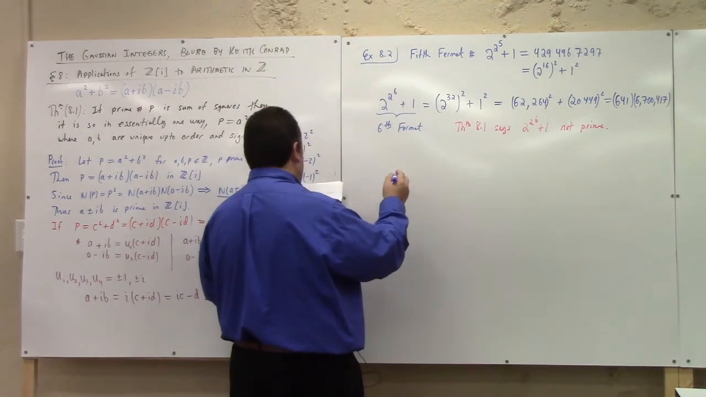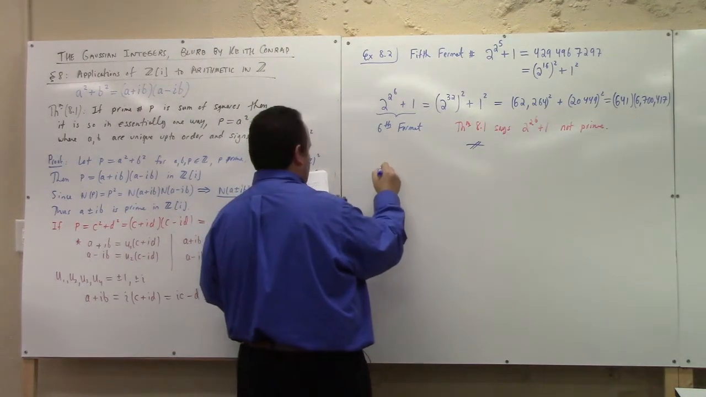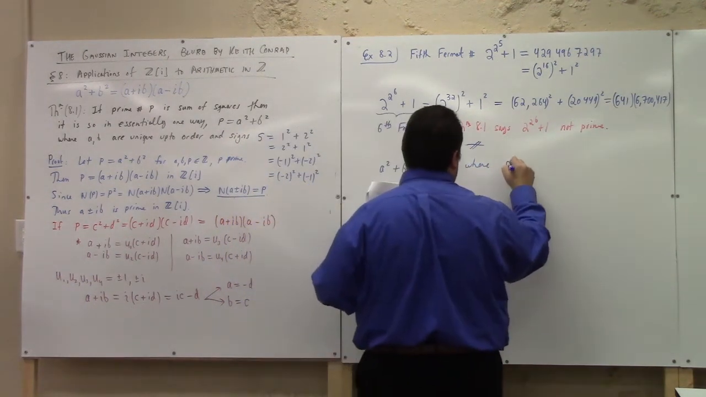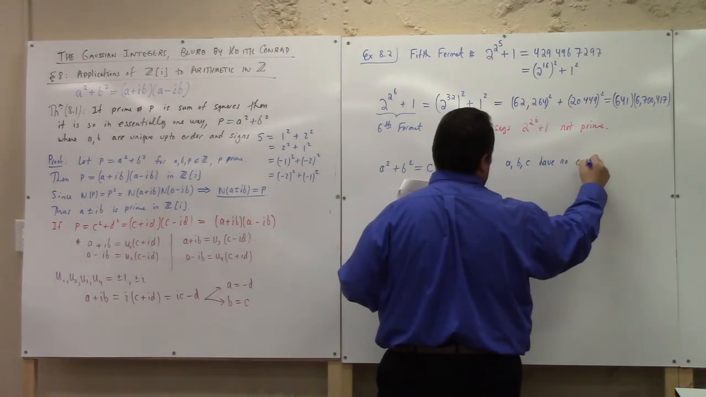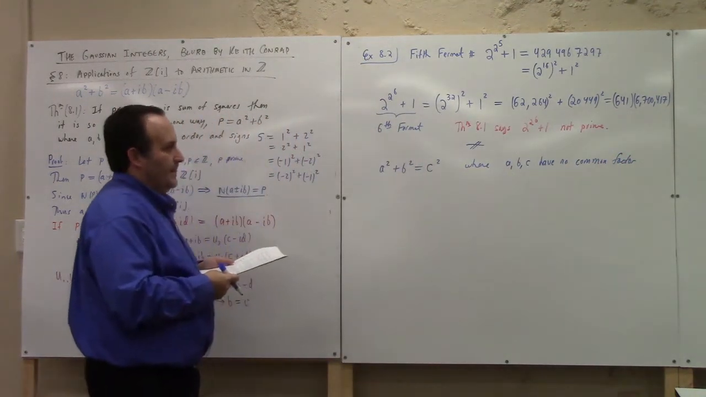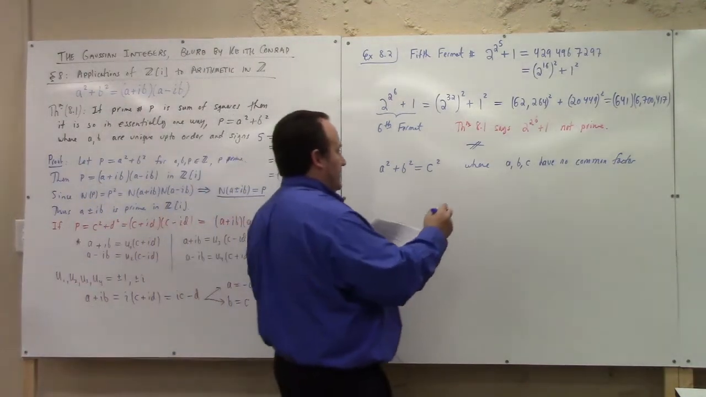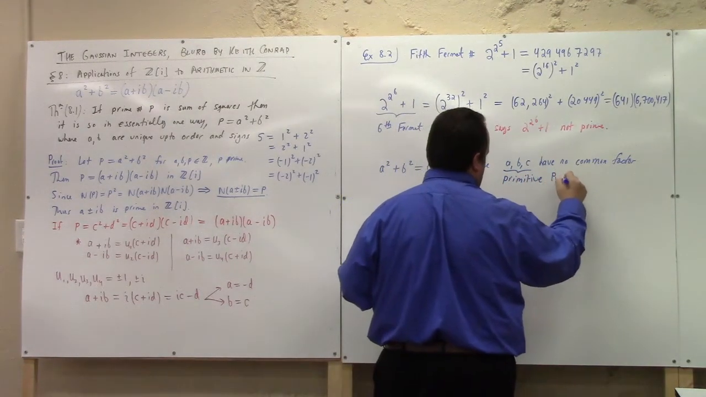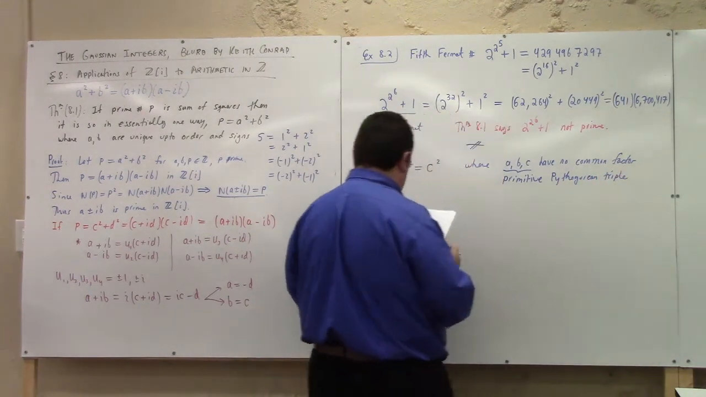So next up, we want to study solutions to a squared plus b squared equals c squared, where a, b, c have no common factor. All right. And so then there's said to be a primitive Pythagorean triple.